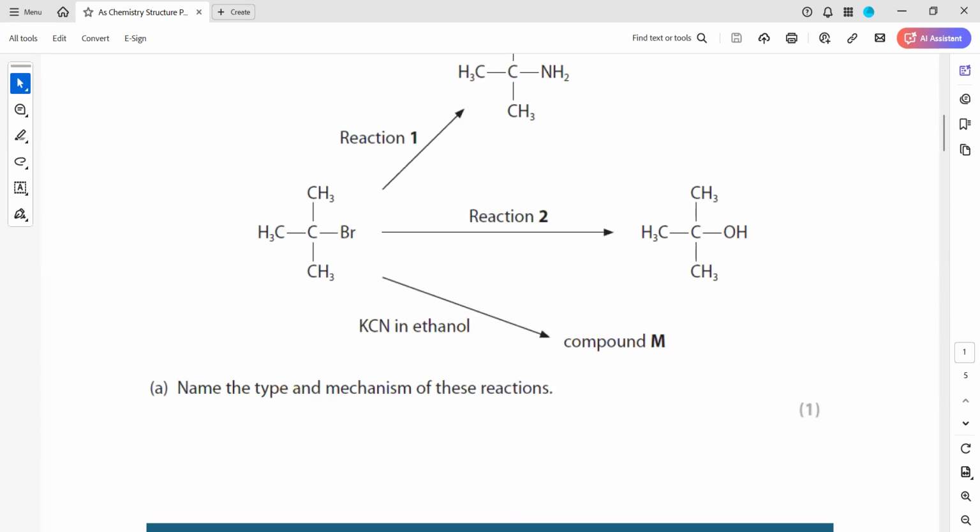Whenever halogenoalkanes are reacting with these reagents, there are two possibilities. It might undergo a substitution reaction or elimination reaction. But an elimination reaction only occurs when potassium hydroxide or sodium hydroxide is there in alcoholic medium.